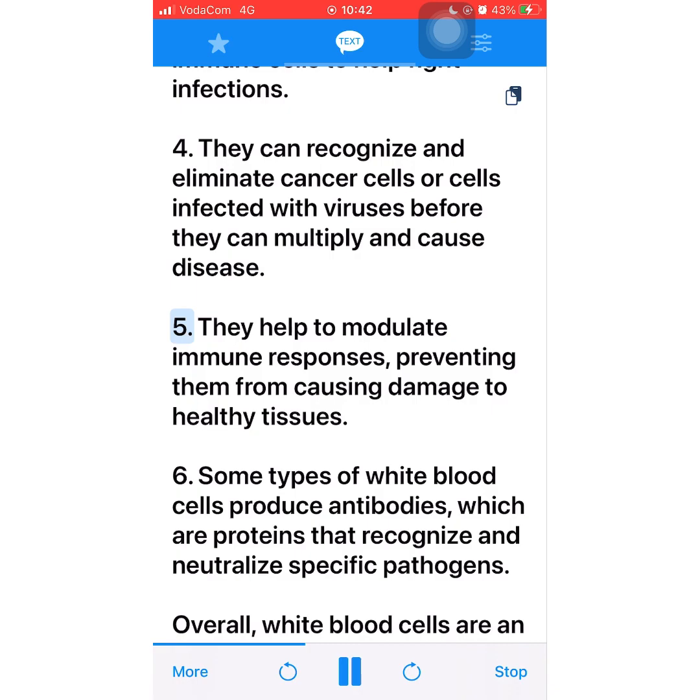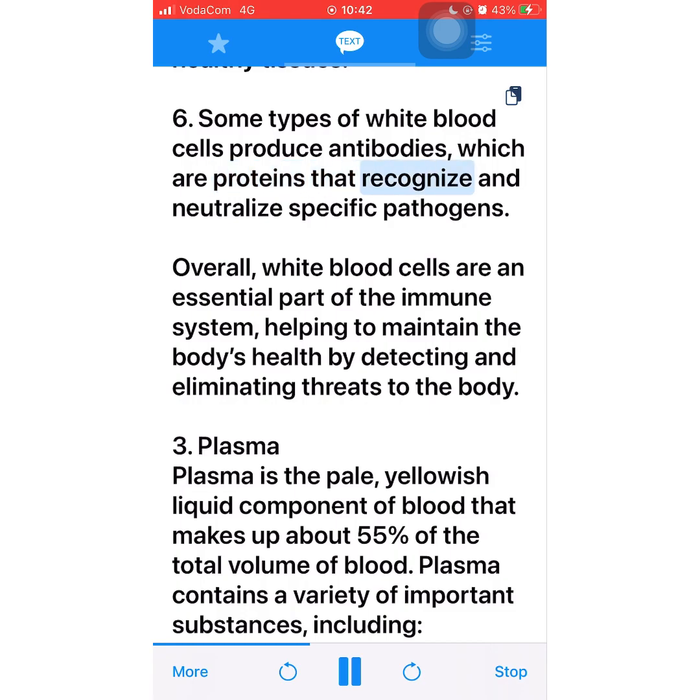4. They can recognize and eliminate cancer cells or cells infected with viruses before they can multiply and cause disease. 5. They help to modulate immune responses, preventing them from causing damage to healthy tissues. 6. Some types of white blood cells produce antibodies, which are proteins that recognize and neutralize specific pathogens. Overall, white blood cells are an essential part of the immune system, helping to maintain the body's health by detecting and eliminating threats to the body.